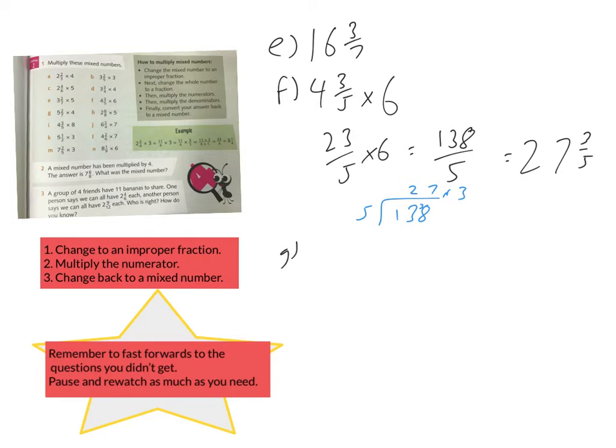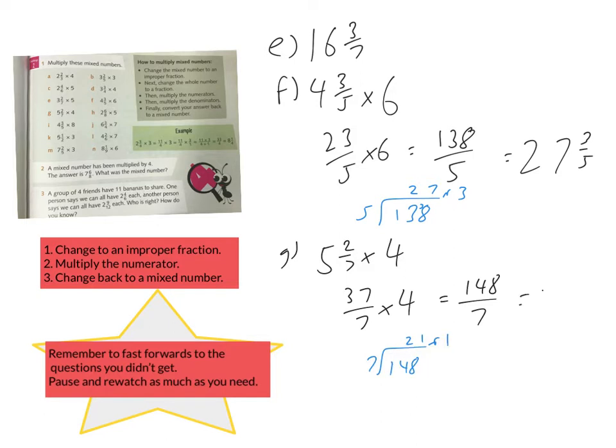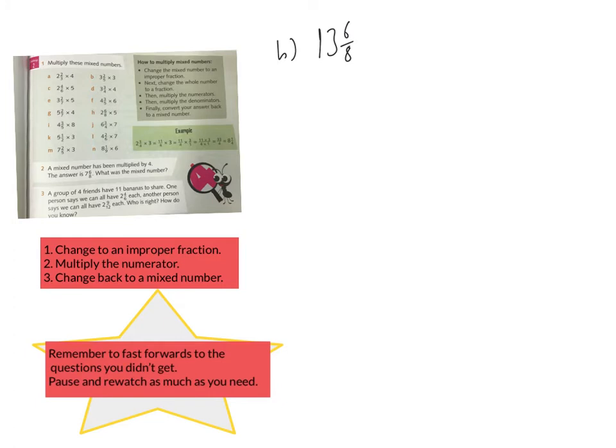G, 5 and 2/7 multiplied by 4. Changing improper fractions. So 5 sevens are 35 plus 2 is 37. 37 sevenths times 4. And 37 multiplied by 4. 4 30s are 120. 4 sevens are 28, so that gives me 148 sevenths, which I then have to divide. That gives me 21 remainder 1, which is 21 and 1/7. H we did together in our teaching video, which was 13 and 6/8.